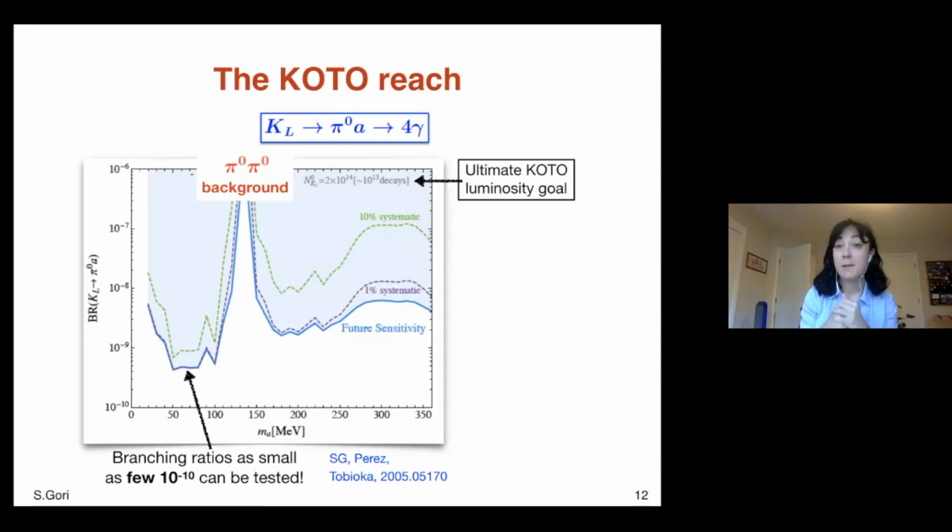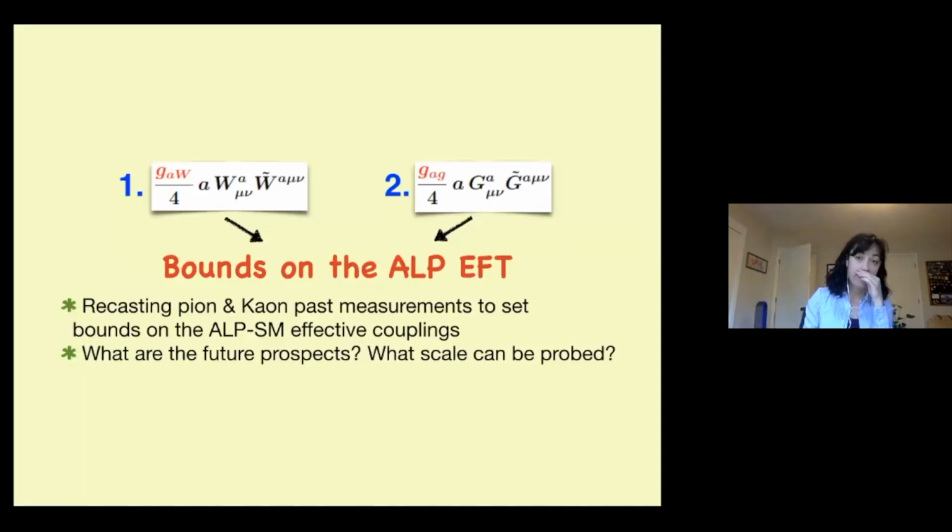Okay, so this is just an exercise that we have done for the KOTO collaboration, and actually now the experimentalists are actively looking for this signature. So this is a work in progress. And now we'd like to understand how all this experimental information can be used to set bounds on ALP couplings to the standard model. So this is the second part of this talk. We'll try to understand how these pion and Kaon experiments can set bounds on these 2 operators. On one side, A W tilde, on the other side, G G tilde. And in particular, we would like to understand if the scale that is probed by these experiments is an interesting scale from the EFT perspective, or if it is too low a scale from the EFT perspective.